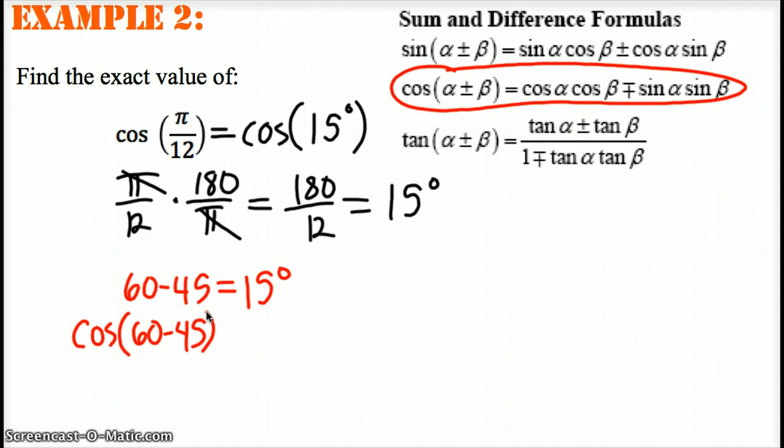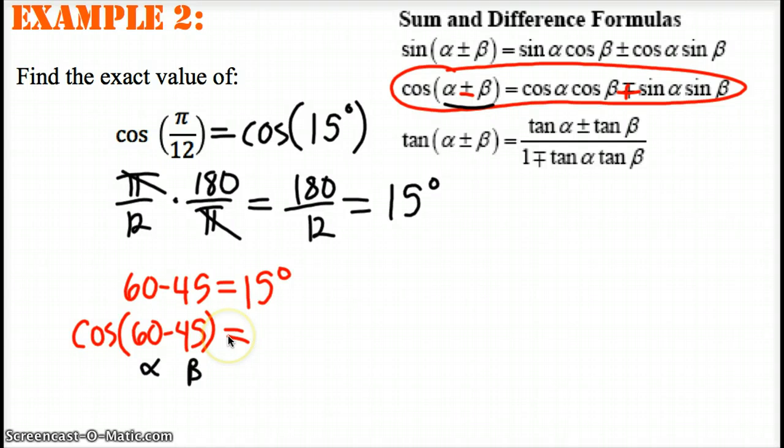where 60 degrees is my alpha. Notice we're using alpha and beta for these formulas. And the 45 degrees is my beta. And I'm going to use the difference formula. So I'm going to use subtraction here and addition here. So I'm going to continue on and plug in my values that I know.